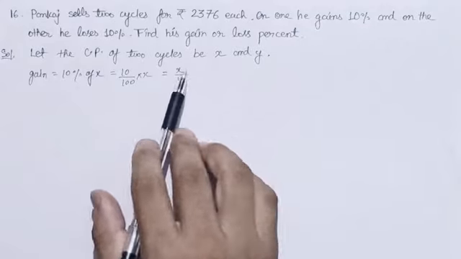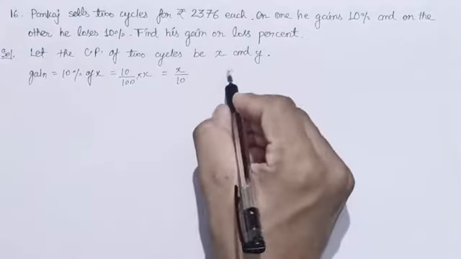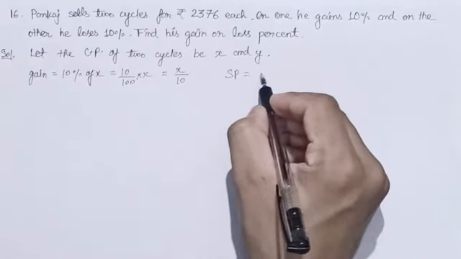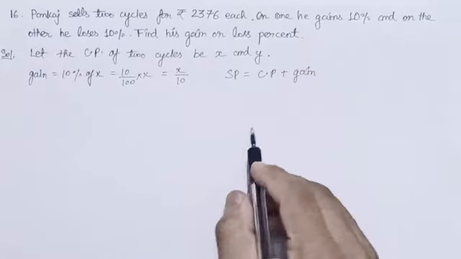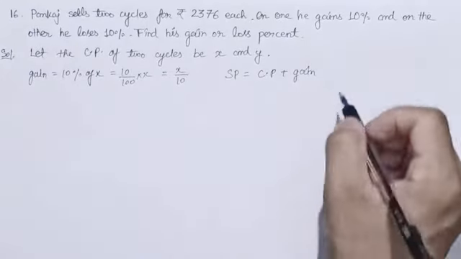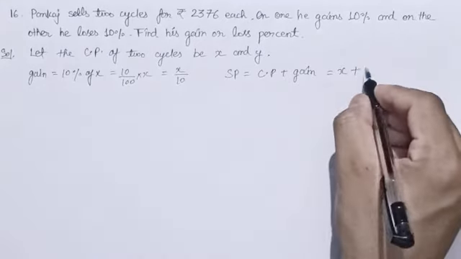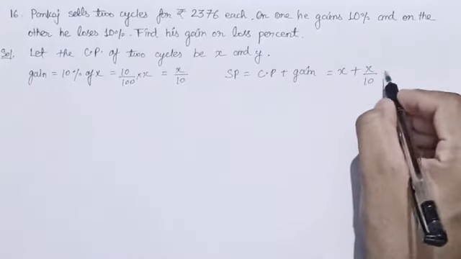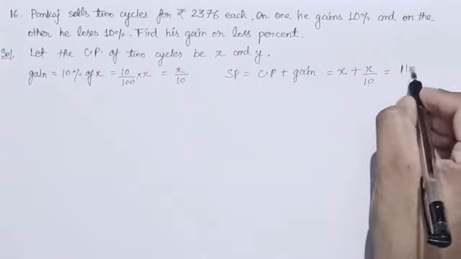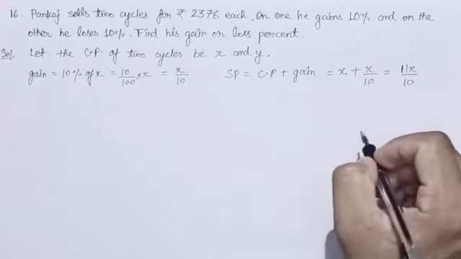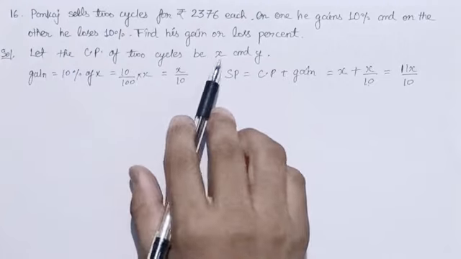So if there is a gain, then you know how we calculate selling price. Selling price is equal to cost price plus gain. The cost price is X and the gain is X by 10. So it is equal to X plus X by 10. What we have is 11X by 10. It means the selling price of the cycle whose cost price is X is 11X by 10.